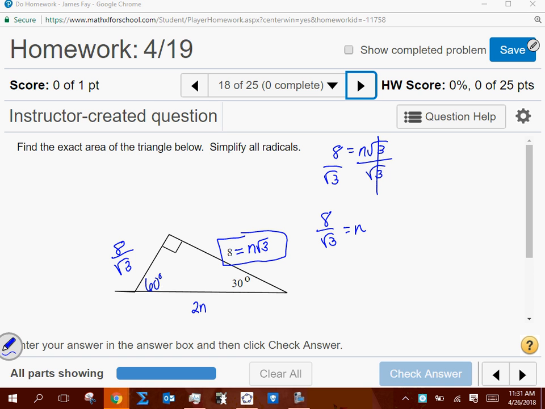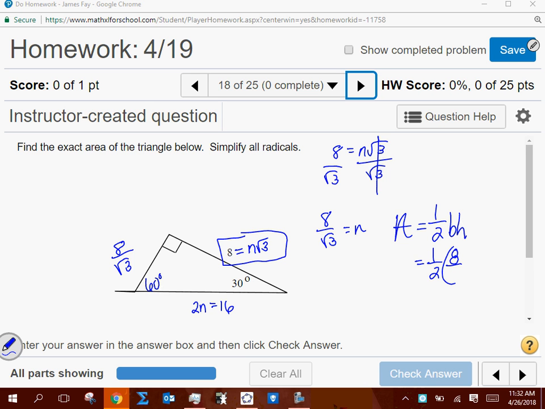So, again, wait to the end. Now, if this is a right triangle, what's the area formula for a triangle? 1/2 BH. Which one of these numbers here would be B and which one would be H? Or what are some options for B?